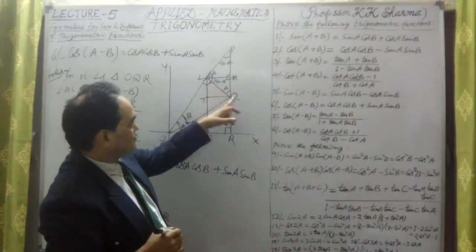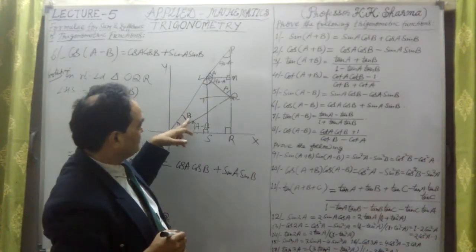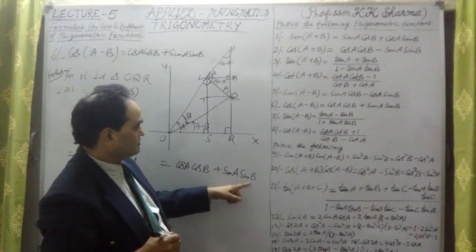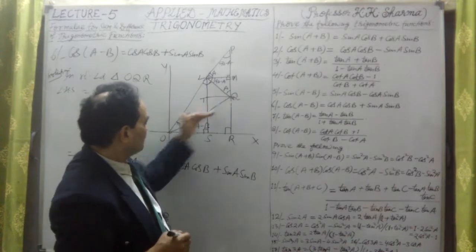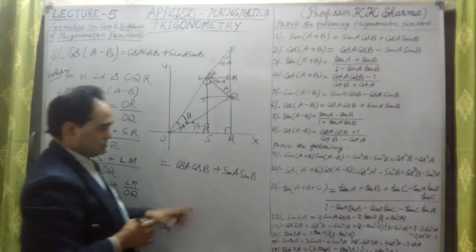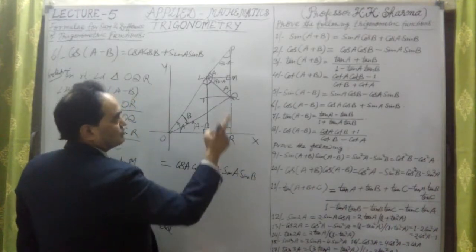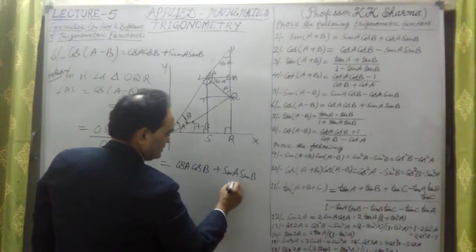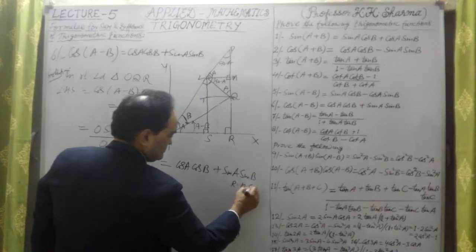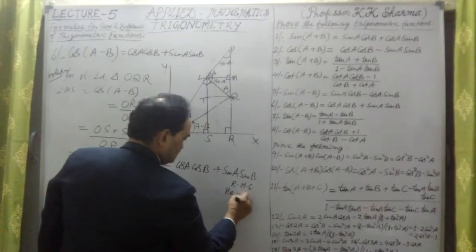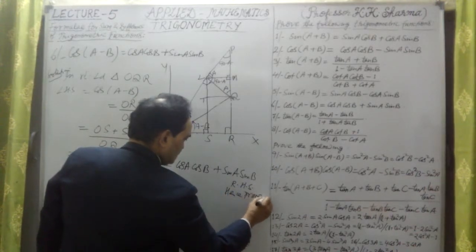Perpendicular LQ. This is opposite to the angle B. The side opposite to angle B is LQ. This is perpendicular upon hypotenuse OQ. LQ upon OQ is sine B. This is the same formula for cos (A minus B). This is the right hand side, and the same value, and it is the second formula we have.